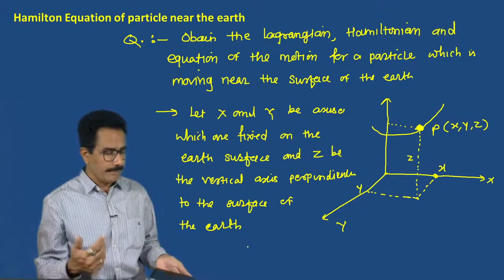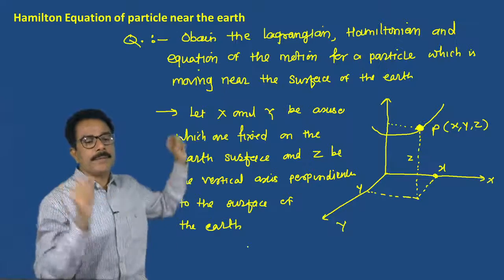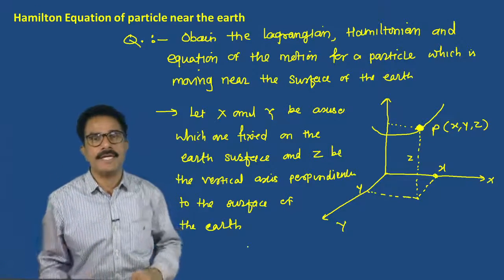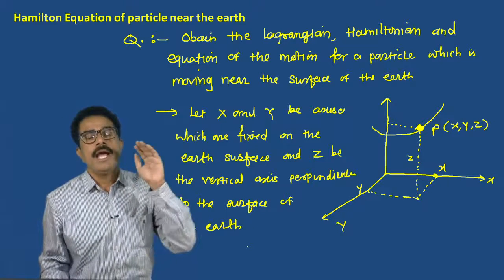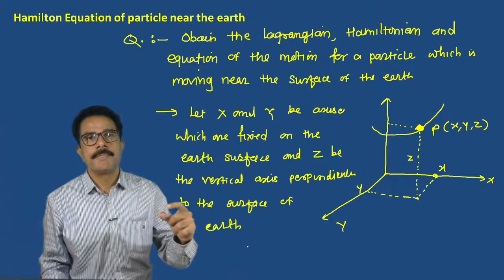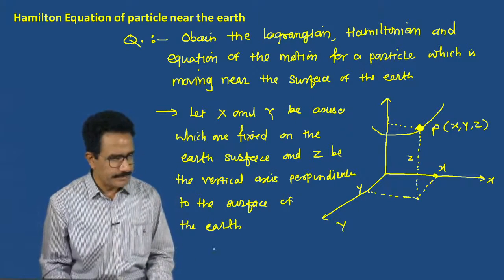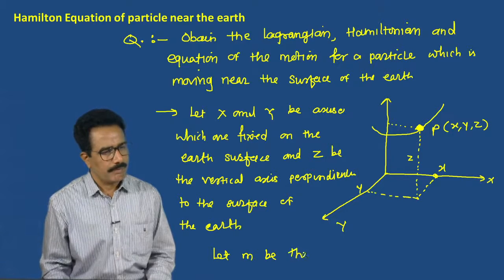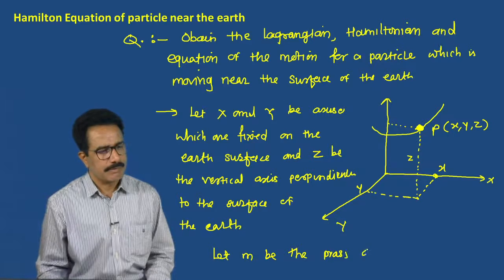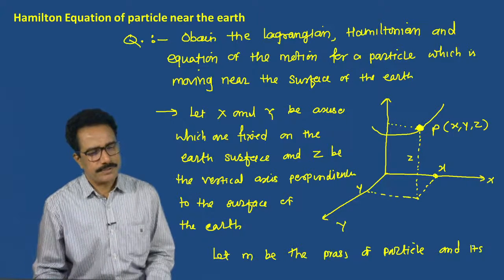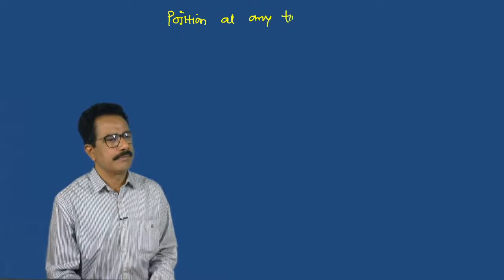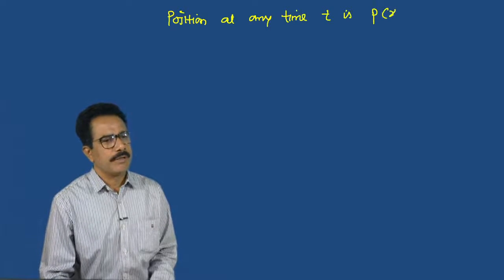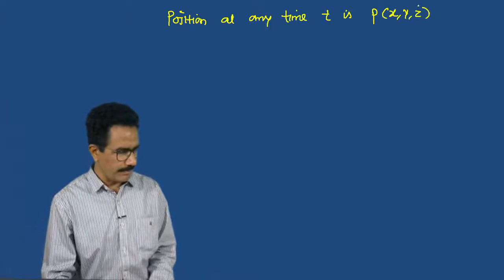Therefore let P with coordinates x, y, z be the position of a particle at any instant of time t, and let m be the mass of the particle.